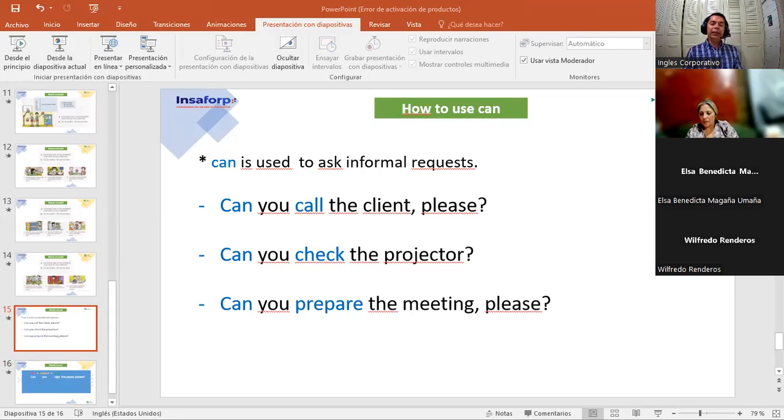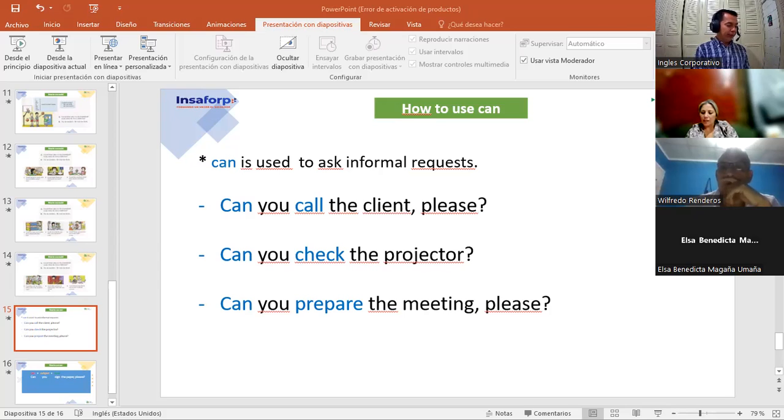So again, can is used to ask informal requests. Can you call the client, please? Can you check the projector? Can you prepare the meeting, please? Okay, and we have can plus the subject plus the verb, right? Can you sign the paper, please? This is the use of can, right? We're going to see more examples tomorrow, right? Now, for the moment, we're going to go to the manual. To the manual, yes.